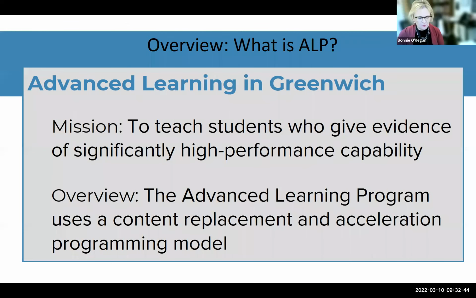Before we get started into the placement process, let's start with what is the Advanced Learning Program, better known as ALP. In the Greenwich Public Schools, it is our policy to provide a comprehensive educational program for all students. The Advanced Learning Program uses a content replacement and acceleration programming model for students who give evidence of significantly high performance capability. For the 2022-23 school year, identified students in grades 3, 4, and 5 will meet daily in the ALP classroom in lieu of the general ed classroom to receive their instruction in reading, writing, math, and/or science.